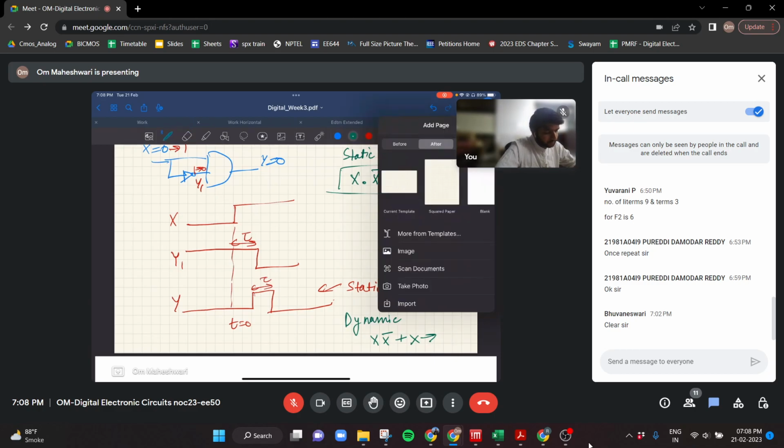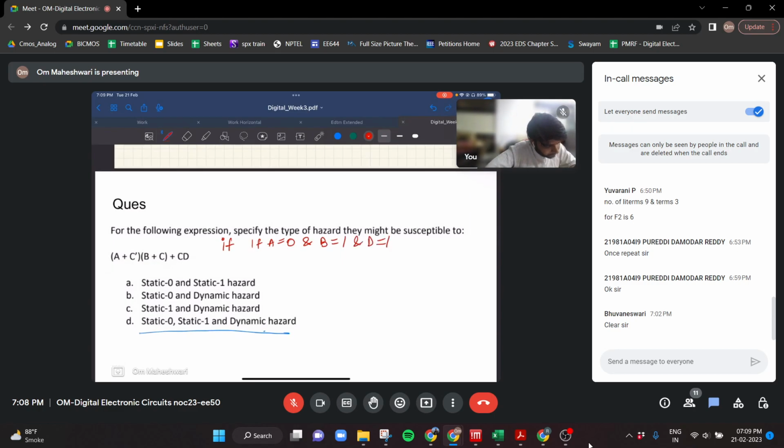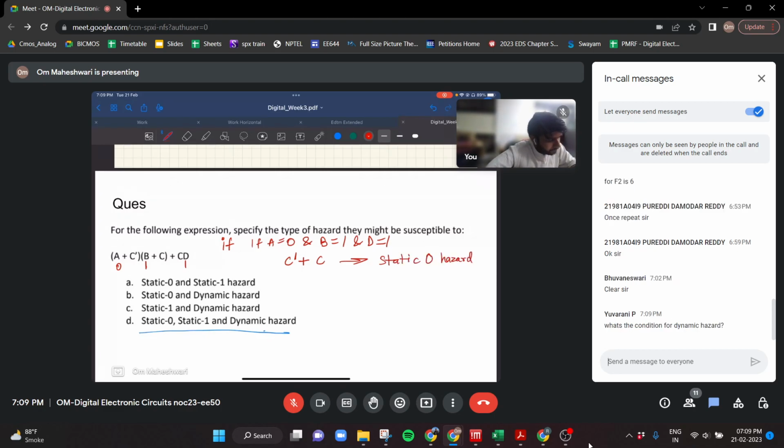Okay, so now in this question, let me go back. We have a c bar, a plus c bar, b plus d, c d. If a equal to 0 and b equal to 1 and d equal to 1, what will we have? A is 0, b is 1, d is 1. We will have c bar plus c. That will give me static 1 hazard.